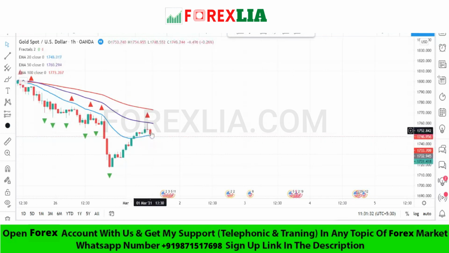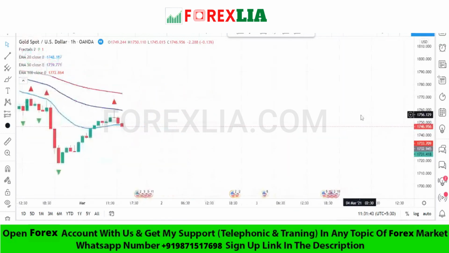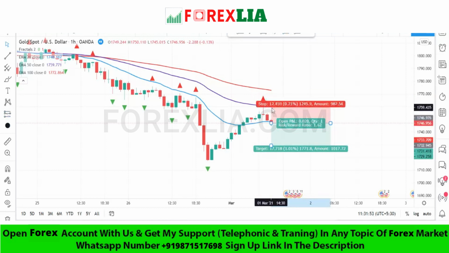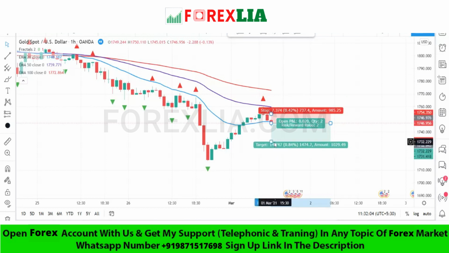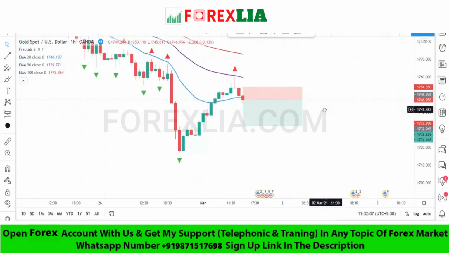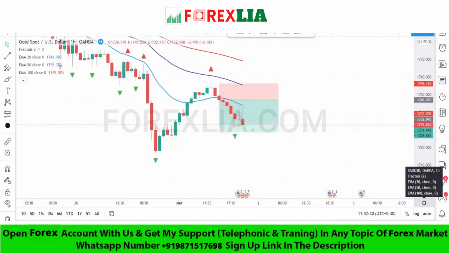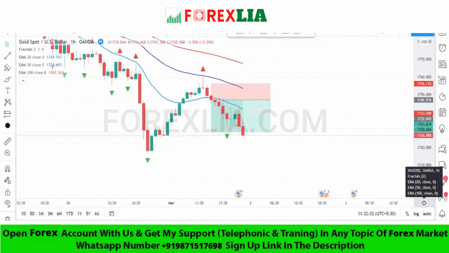Now here is the indicator sell signal confirmation. We place a sell trade here. Set stop loss at the previous candle high point. Set profit target 1:2. We won this trade.